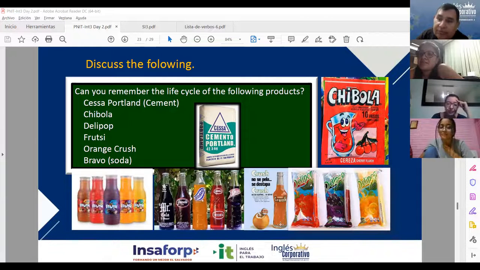In that case, the formula is the same, but they changed the name. Holcim.